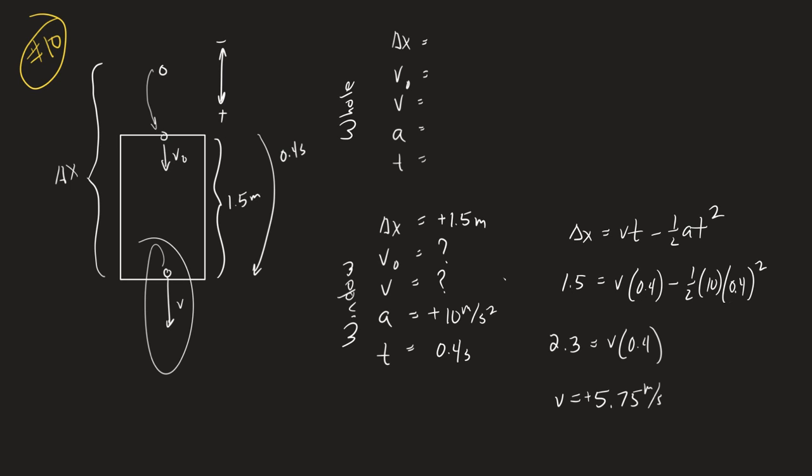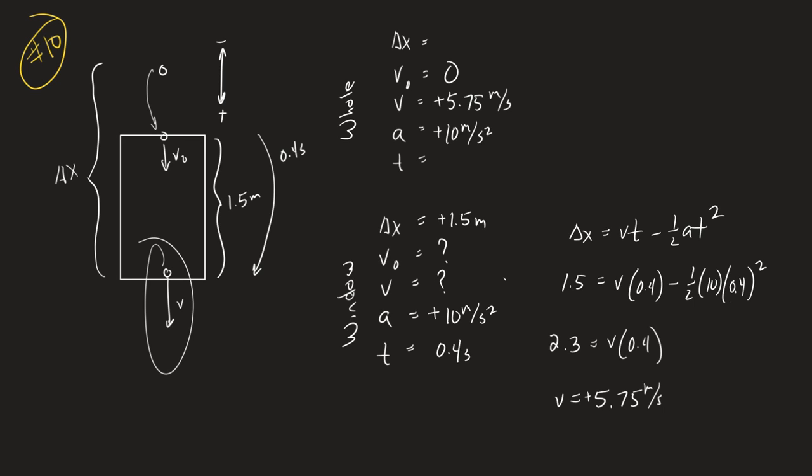Comes out positive. Positive checks out. The rock is traveling downwards at 5.75 meters per second when it hits the ground. Excellent. That also means that this is 5.75 meters per second. This acceleration, positive 10 meters per second squared. And I know it was dropped from rest.